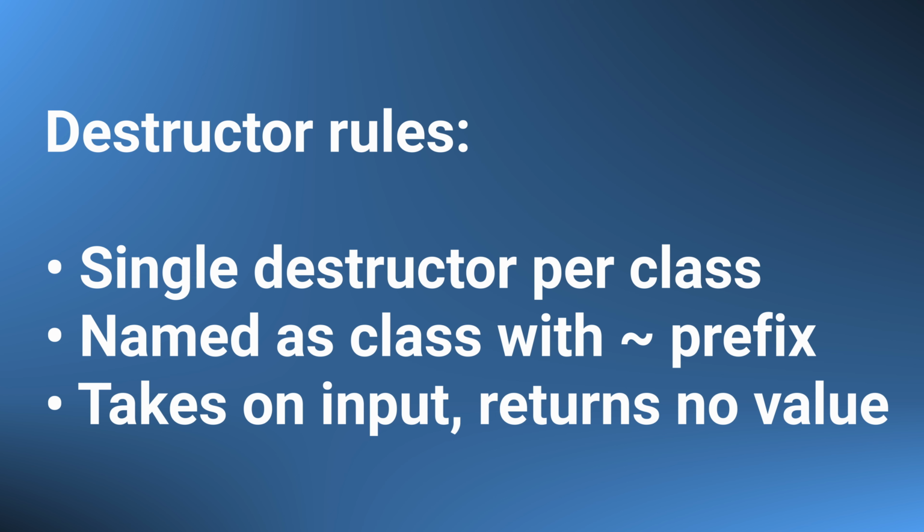There are again some rules for how destructors are named and how they behave. There can only be a single destructor for a class, the name of a destructor for a class foo must be tilde foo, and the destructor takes no input arguments and returns no value. A destructor is a good place to release any resources that were acquired during object construction. And just as with the default constructor, a default destructor is generated by the compiler automatically under certain conditions. This is usually how we want it.